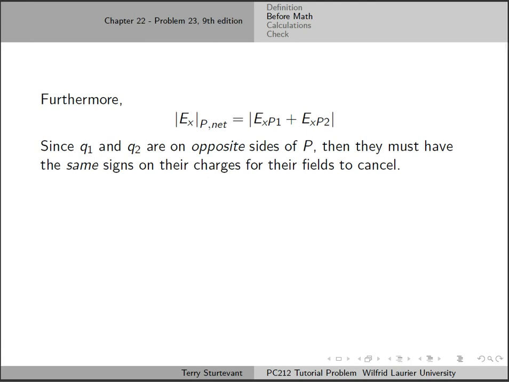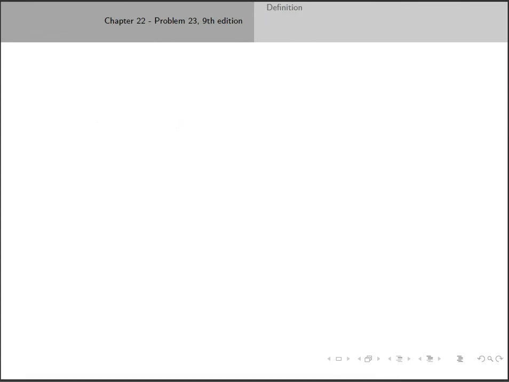Because the charges are on opposite sides of P, those field components are going in opposite directions if the charges have the same sign. So we know that the charges must have the same sign so that the field components will cancel. Again, if both charges are positive or both charges are negative. So the sign of Q1 over Q2 is positive.